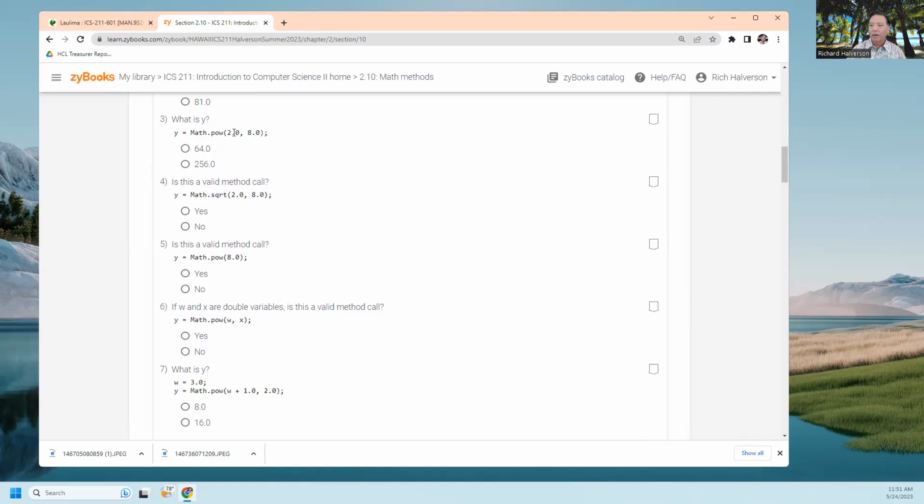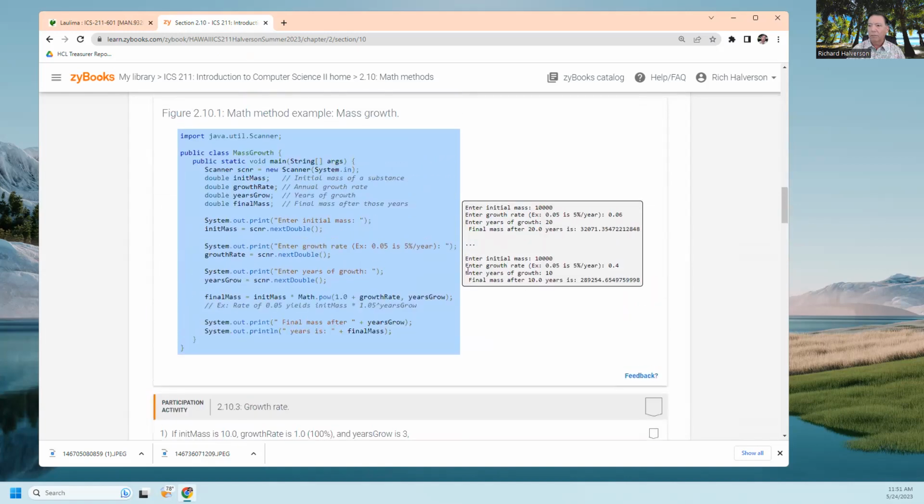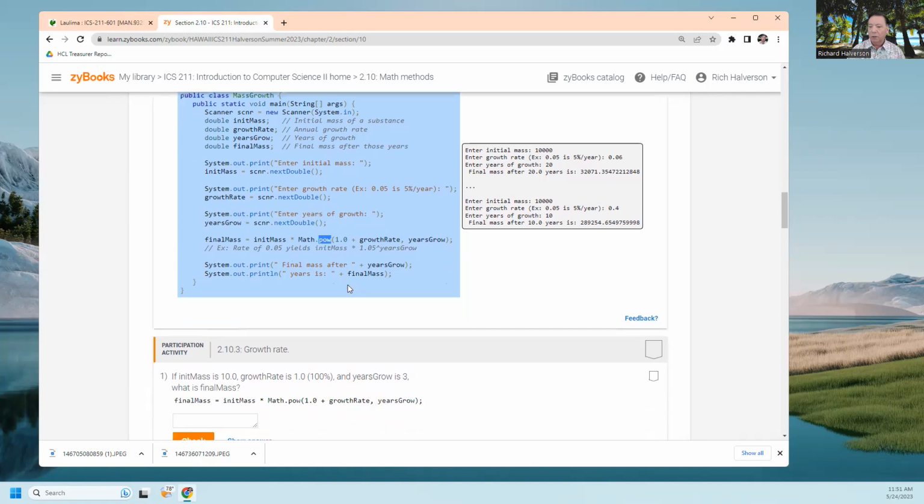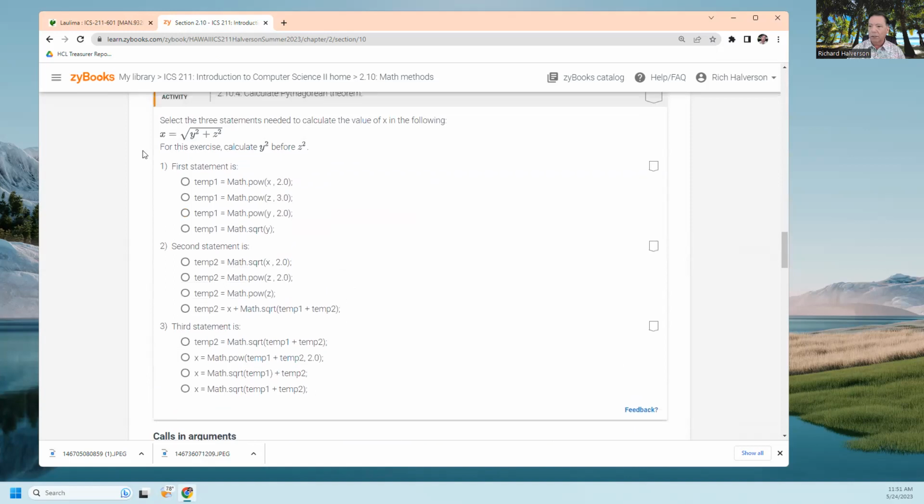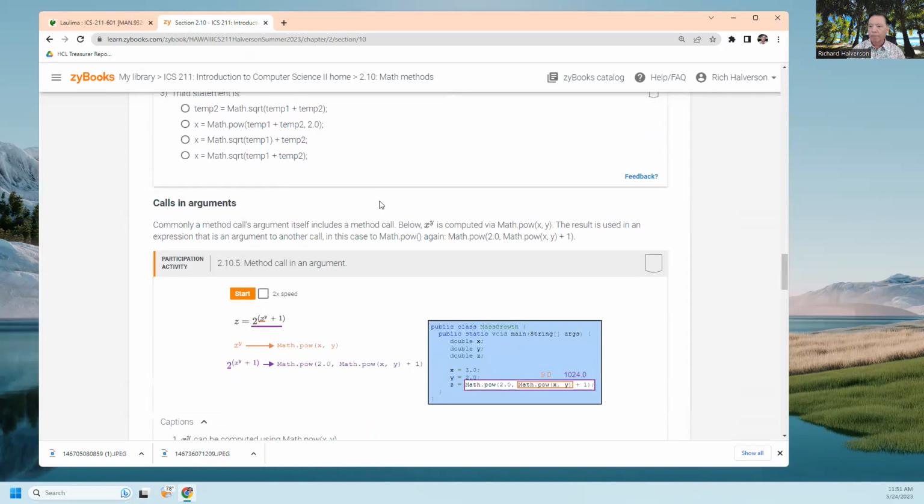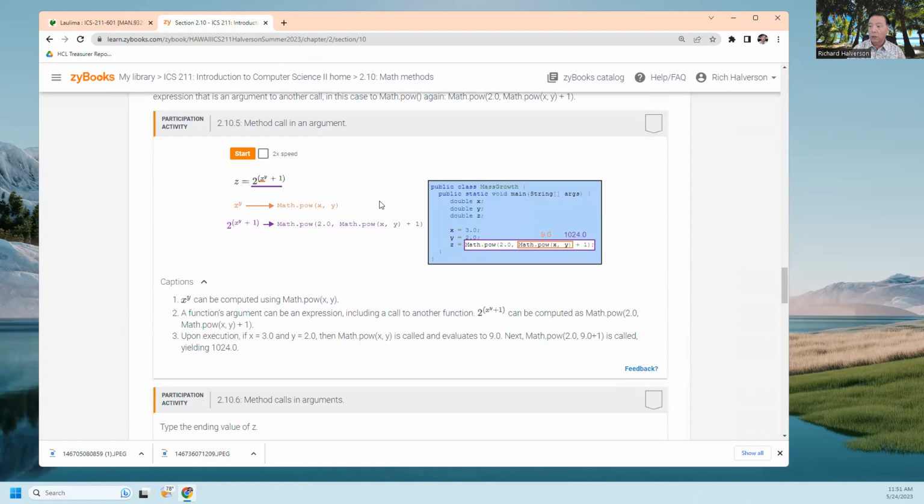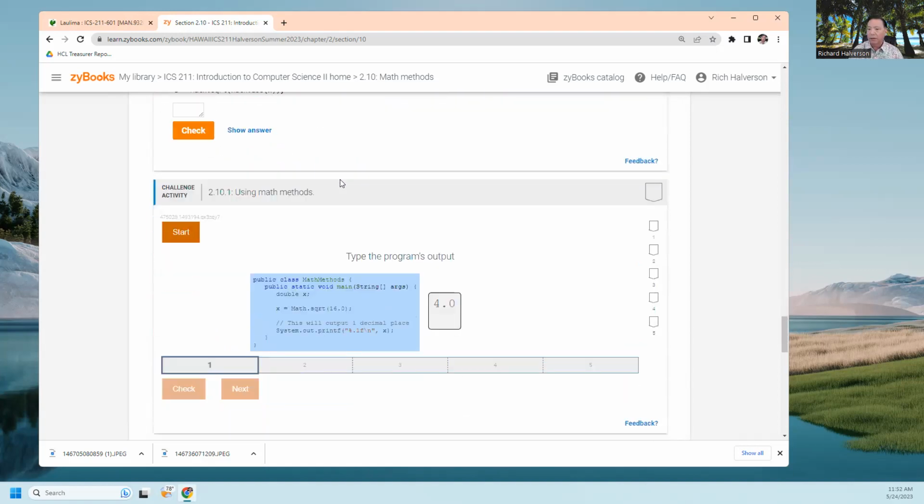What is y? 2 to the 8th power is, let's see. Here we're using the math power function. All right, look at that, nice square roots. Okay, method call and an argument. Click through that, make sure that's clear.